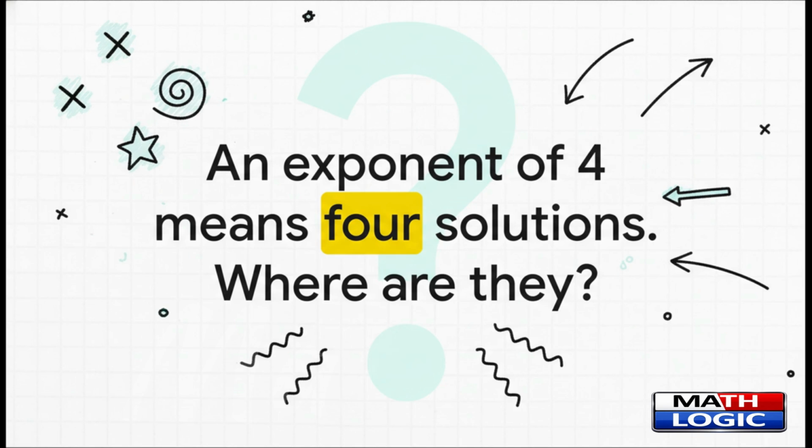See that exponent, the little 4 up there? That's not just a number. It's a huge clue. It's telling us that this equation doesn't just have one answer. It has 4. So the big question is, where are they all hiding?